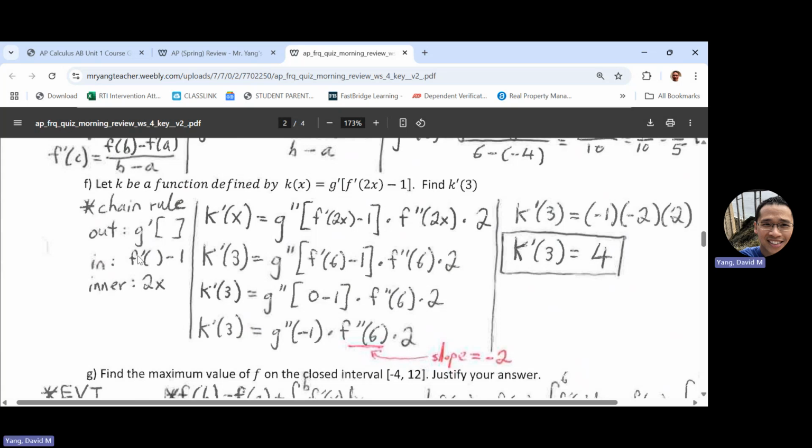Okay, part G, find the maximum value. So that's extreme value theorem. We want to pull our candidates from our slope sign line. So you can go back to the previous page, look at your slope sign line, and you just can pull off your critical points. And we don't have to worry about relative minimum. We only have to worry about relative max and then the endpoints. And that should be enough.